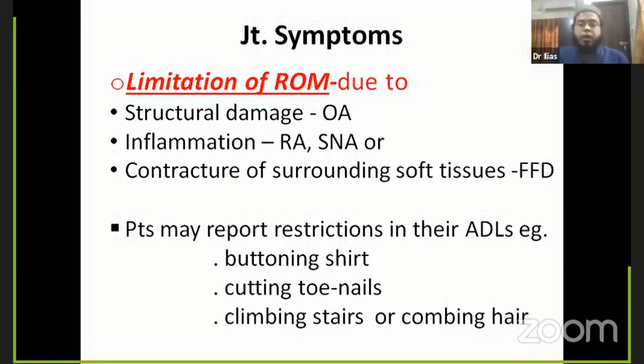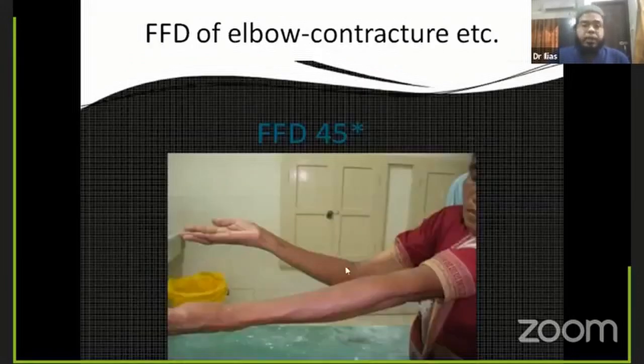Okay, you see the patient has fixed flexion deformity of the right elbow, but the left elbow is okay, and the patient can go for the extension of the elbow on the left hand side. On the right hand side, the patient has fixed flexion deformity, and that actually has a 45-degree angulation of the fixed flexion deformity.